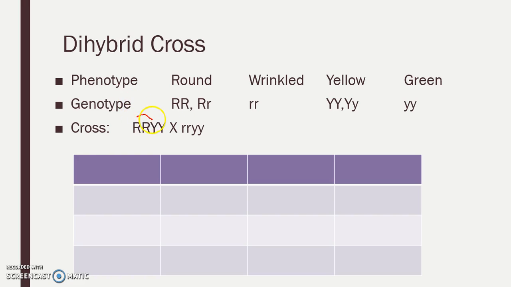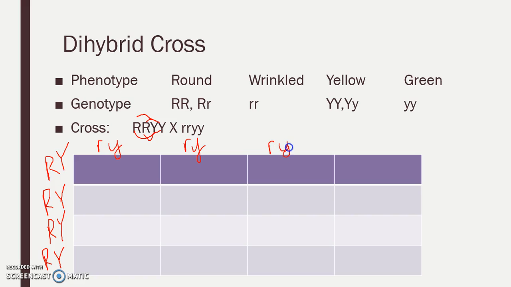So first, then we have outer, we have inner, and then we have last. They're all the same, correct? This is the same thing on the top, except it's all going to be lowercase.